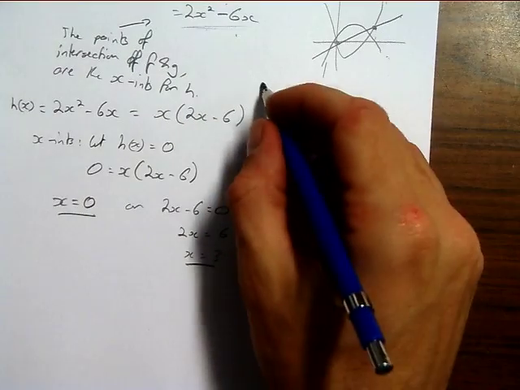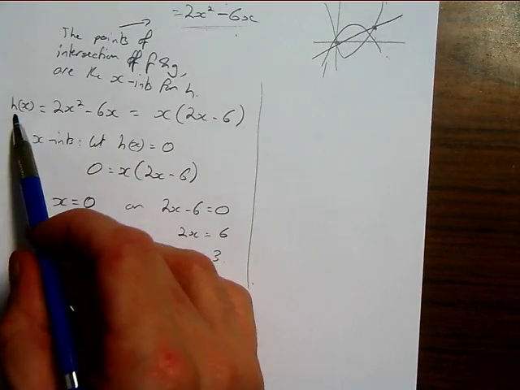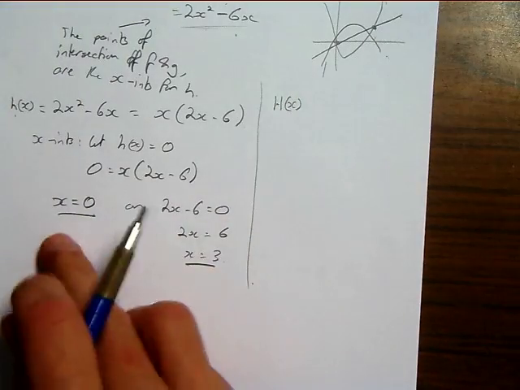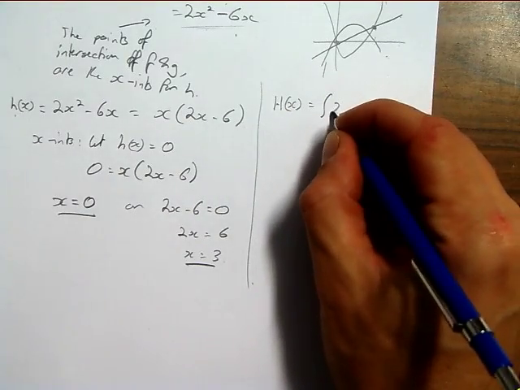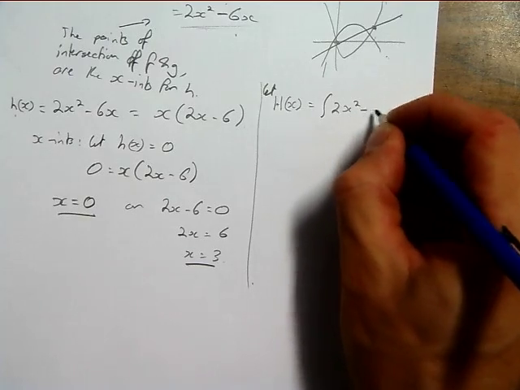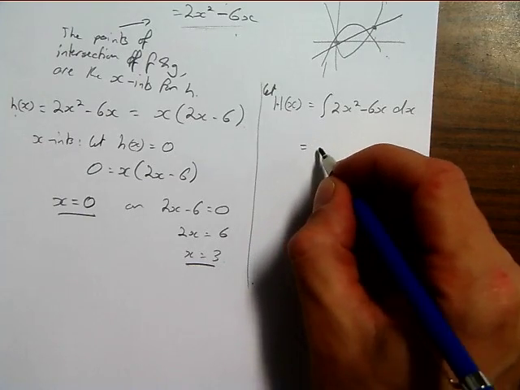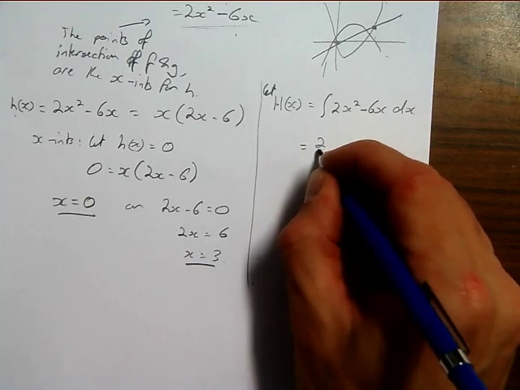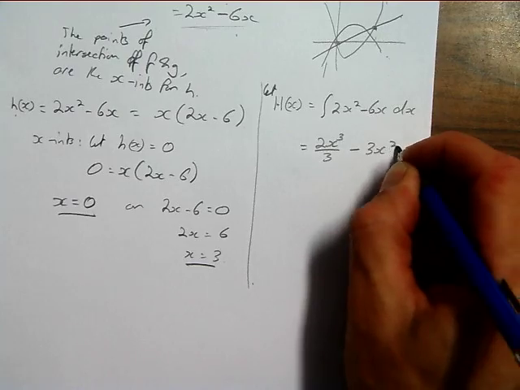So I'm going to integrate. I'm finding an area and I'm using this function here, h of x. So I'm going to find big H of x because I know I'm going to need it and I'm going to need these bounds. So I'm going to let big H of x equal the integral of 2x squared take 6x dx, which is 2 on 3 x cubed take 3x squared.